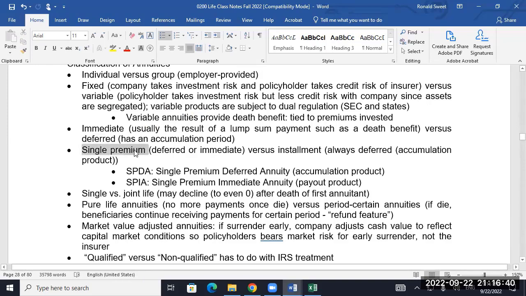Annuities can be single premium or an installment. Deferred annuities are usually an installment or single premium. An immediate annuity is going to be single premium usually. You're not going to pay them $500 a month and then they pay you $600 a month. That doesn't make any sense. So with an immediate annuity, you give them $100,000 and they start paying you income. You don't pay them anything else. So immediate annuities are always single premium. Deferred annuities can be single premium or they can be installment.